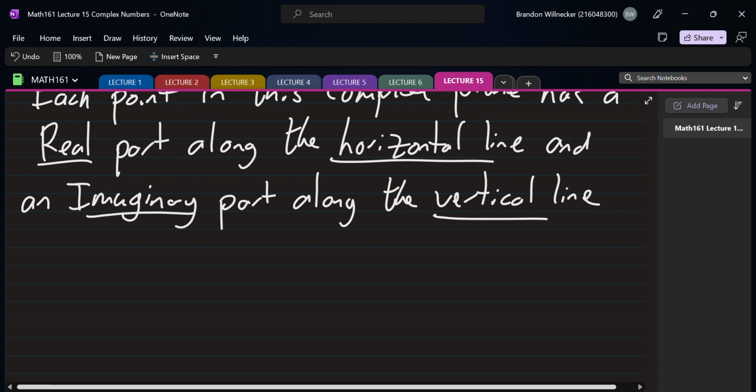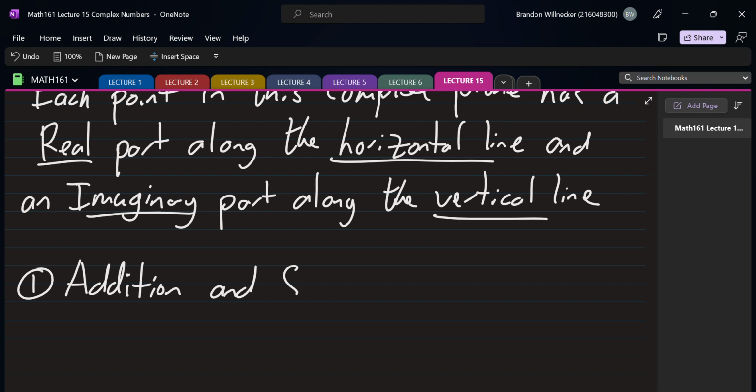Now, at the beginning, I said that these complex numbers are a number system, and as with any number system, we have operations between these numbers. So like with real numbers, we can add and subtract them, multiply and divide them. We can do the same thing with complex numbers. So, first thing, how do we add or subtract these complex numbers? Addition and subtraction.